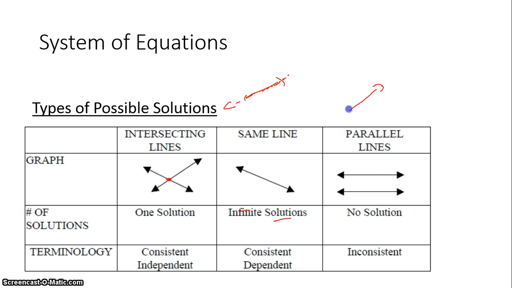And then parallel lines. Obviously, if I have a set of parallel lines, these are never going to touch, right? And you can't have a solution to a system of equations if your lines never touch. So therefore, there is no solution. It's inconsistent.